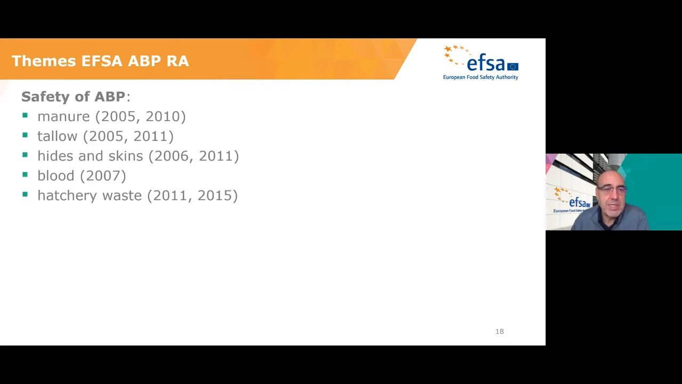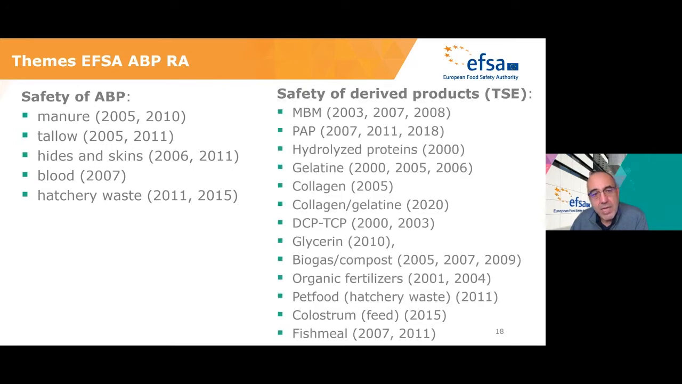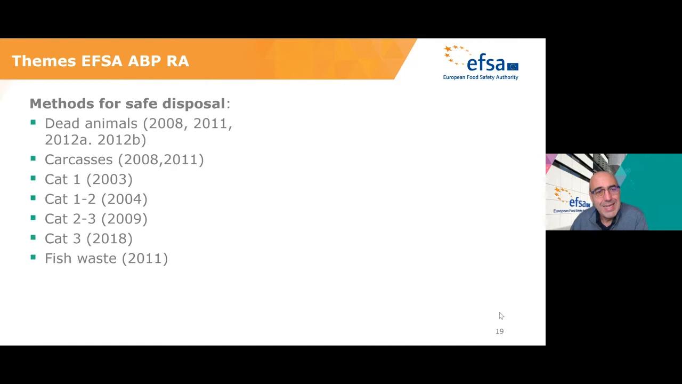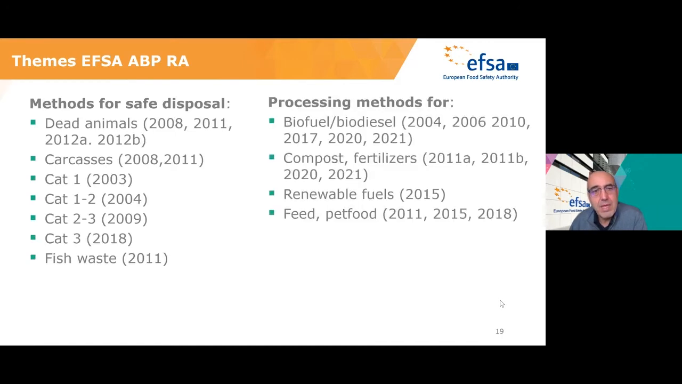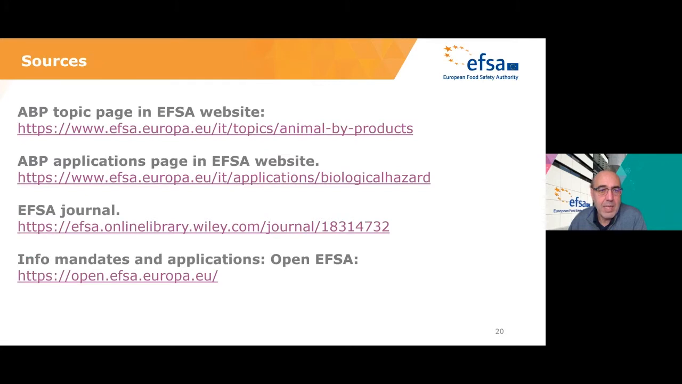Just very briefly, an example of themes and topics that we have covered in the area of AVPs in the last 20 years. The next one, just to give you basically related to the safety of animal byproducts or the safety of derived products. Next one, please. Safe disposal and processing methods, alternative processing methods, as I just described. And just the last final slide, we added here more links or information that are available in the EFSA website about animal byproducts. So I leave it there, and now I give the floor back to Ernesto.